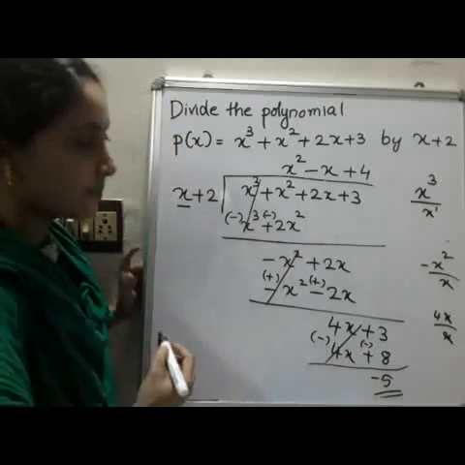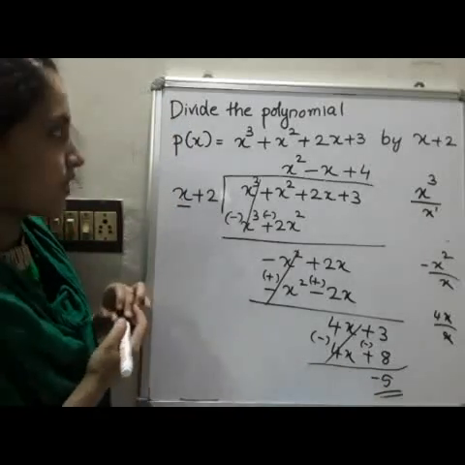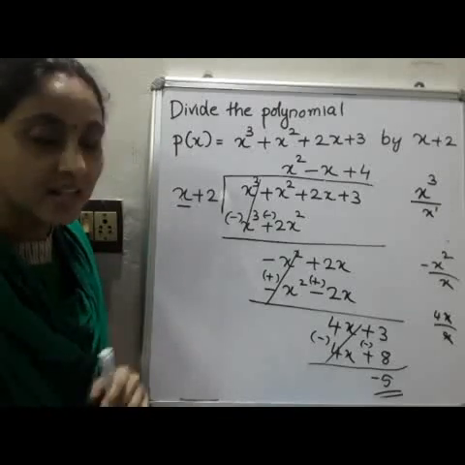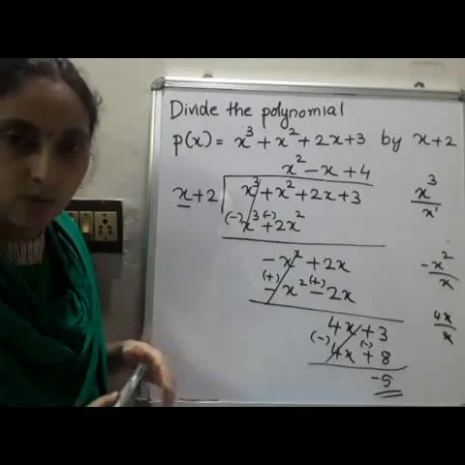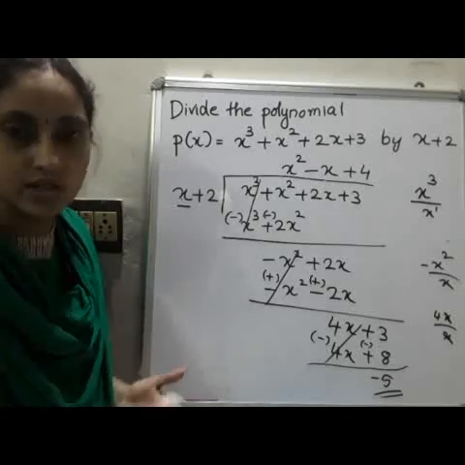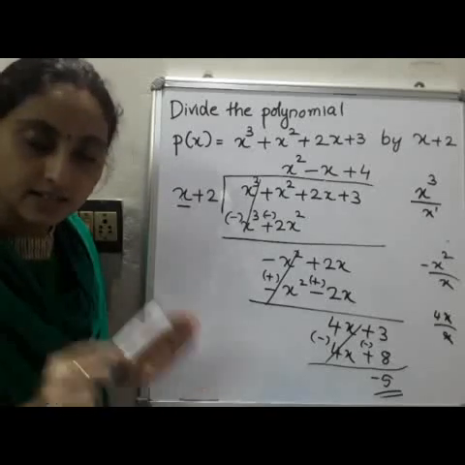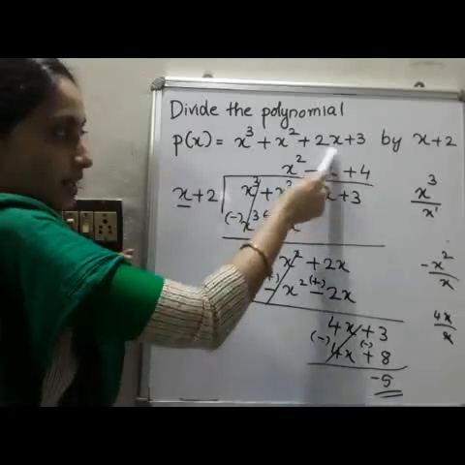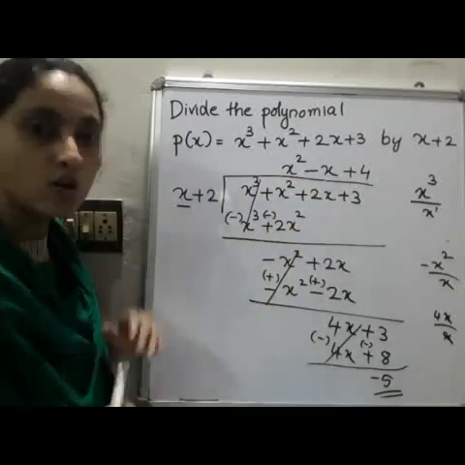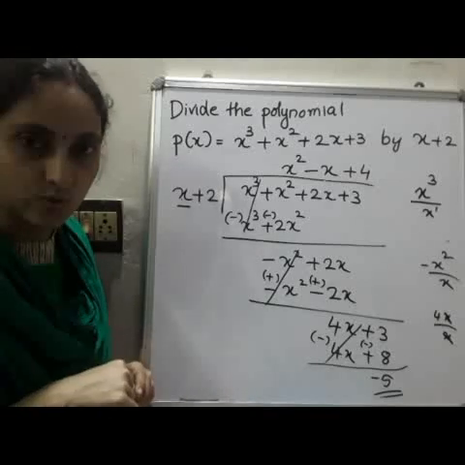So what is the remainder? Minus 5. Just divide the polynomial. So just divide this. This much you have to do. Sometimes the question may be to divide the polynomial and find the quotient and remainder. In that type of question, you have to write the quotient, and the quotient is equal to this and the remainder is equal to minus 5. Likewise you have to do.